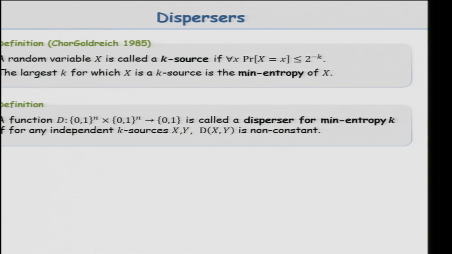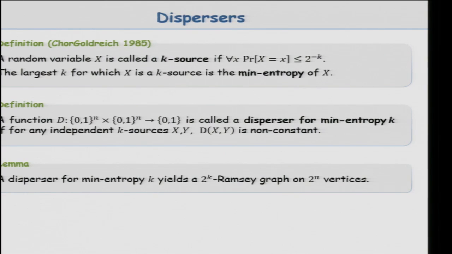So this is a function. A function that gets 2 inputs, two n-bit inputs, and outputs a bit is called a disperser, or actually a two-source disperser, for min-entropy k, if you have the following guarantee: if you take 2 independent k-sources, X and Y, and you look at the resulting random variable D(X,Y), this is a non-constant random variable. With some probability it achieves 0, and with some probability you see 1. Okay?